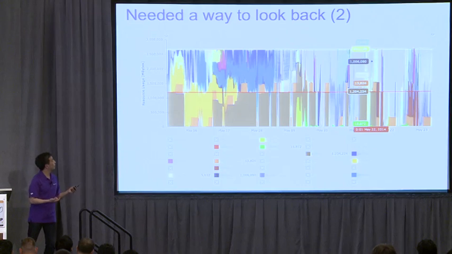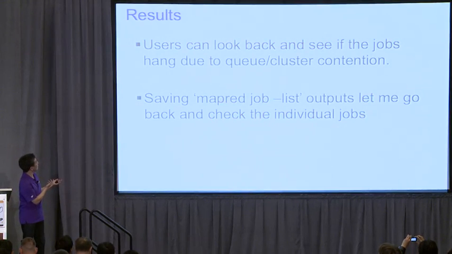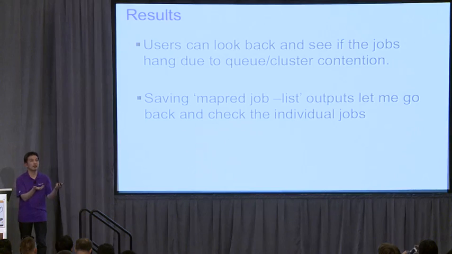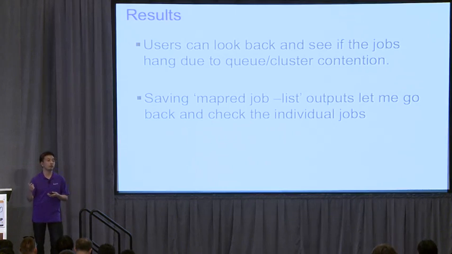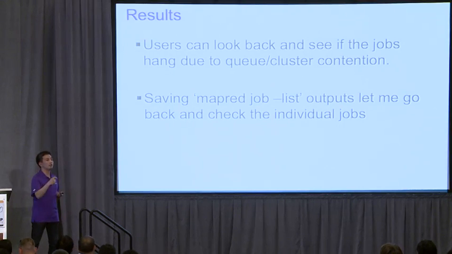So as a result, I have feedback to the users saying, okay, when the job is hanging, I just give the graph, and the user can tell himself, okay, probably my job is slow because of the queue. And also, he has an idea of whom to blame, not going through me, which is even better. And by having these mapred job list outputs raw and available to the users, they can always go back and see which type of jobs were consuming the most queue.